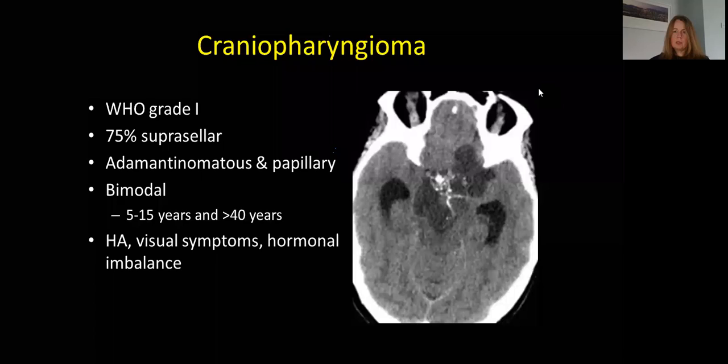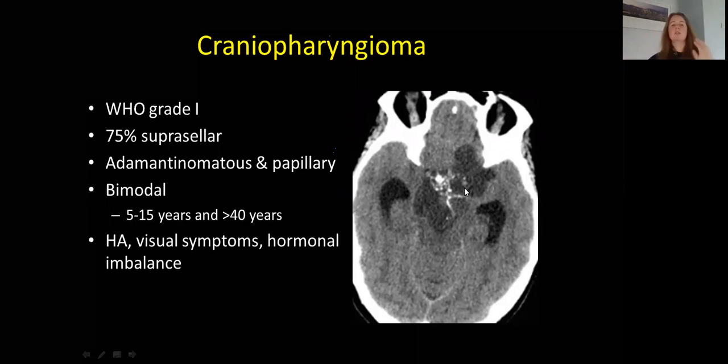So moving on to craniopharyngioma, again, extraaxial, and it's quite common. They're grade 1 tumours, and 75% of them are suprasellar. So if you see a suprasellar lesion, I mean, this one obviously is quite extensive, think of craniopharyngioma.